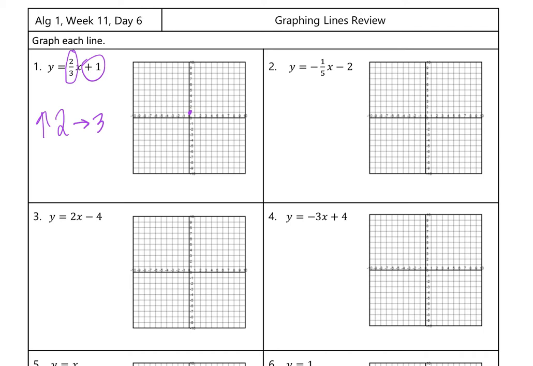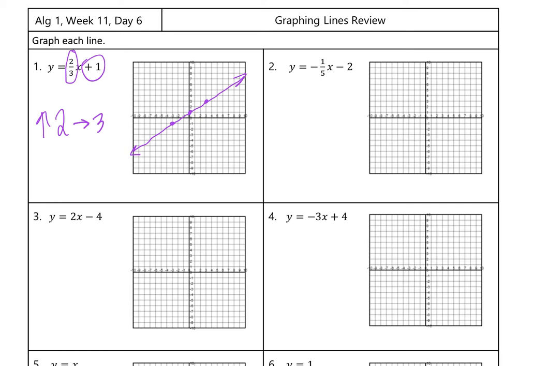So up 2/3, down 2/3. Use a ruler if you want to. I don't know that I have the ability to easily use a ruler on this. So voila. Remember, positive slopes go up and to the right. And yeah, that's how that works.